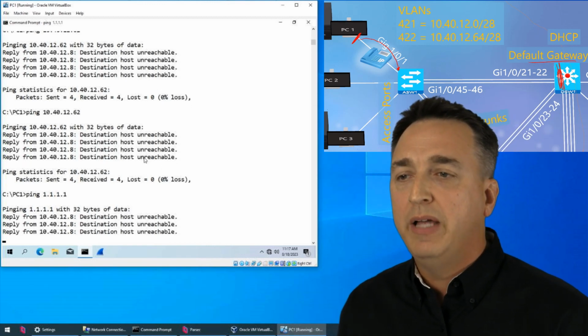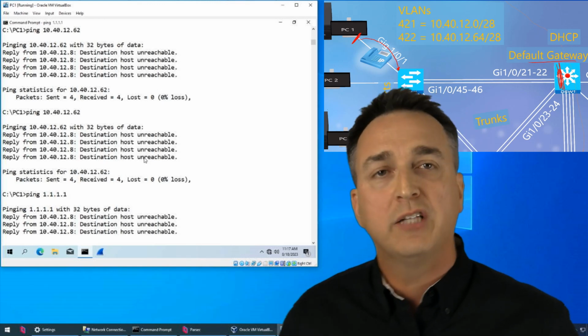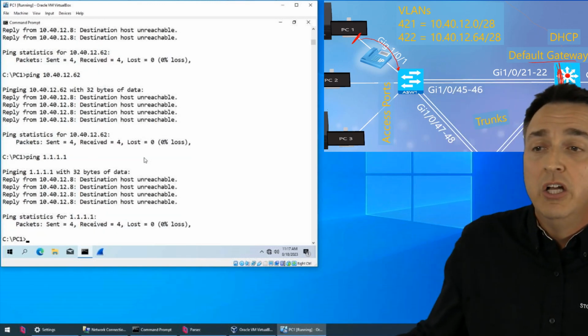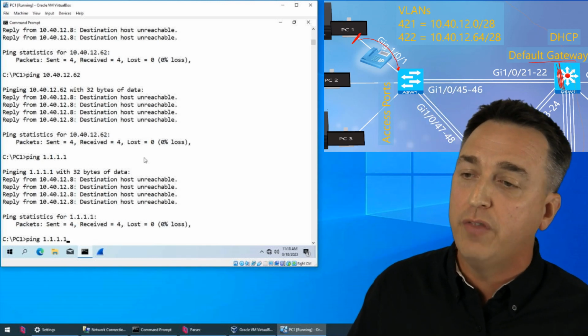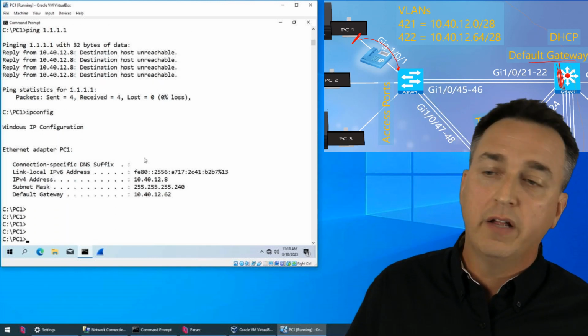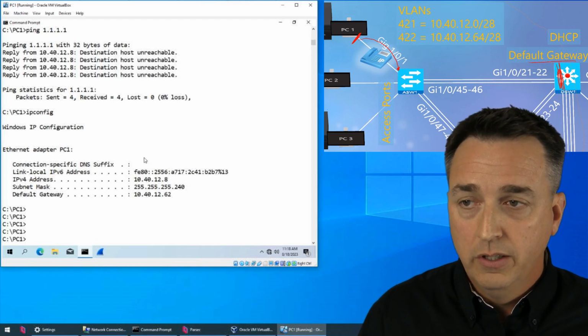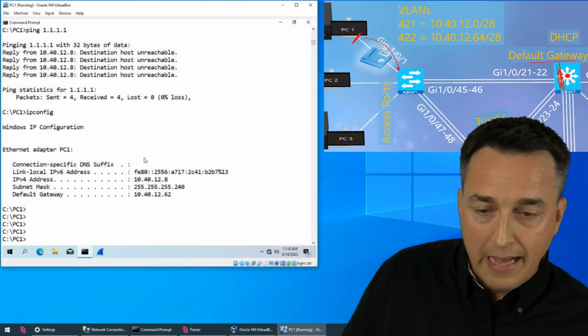Shouldn't we refresh the IP address? To refresh the IP address on our PC? No, because remember, it's a DHCP lease. So we'd still have that lease. Don't have to refresh it. We're good there, because the lease is good in this case for days. So we're still good on that.